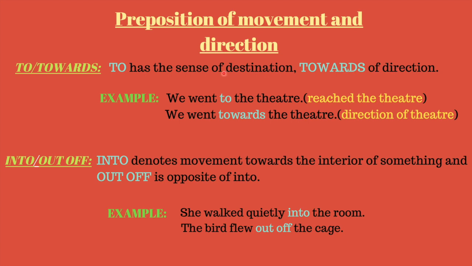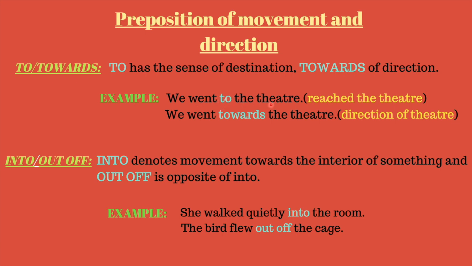So to we use when we want to point out the destination, and towards is used to point out the direction, that is, in which direction the object or the person is moving. So when we want to focus on direction, we use towards, but when we want to focus on destination, we use to. We went to the theater means reached the theater. That was our destination. So that is why we are using to.